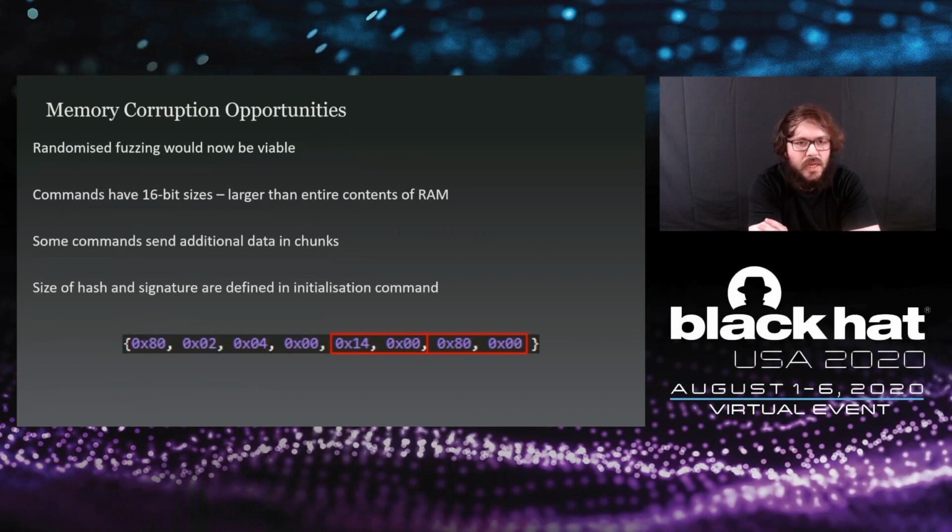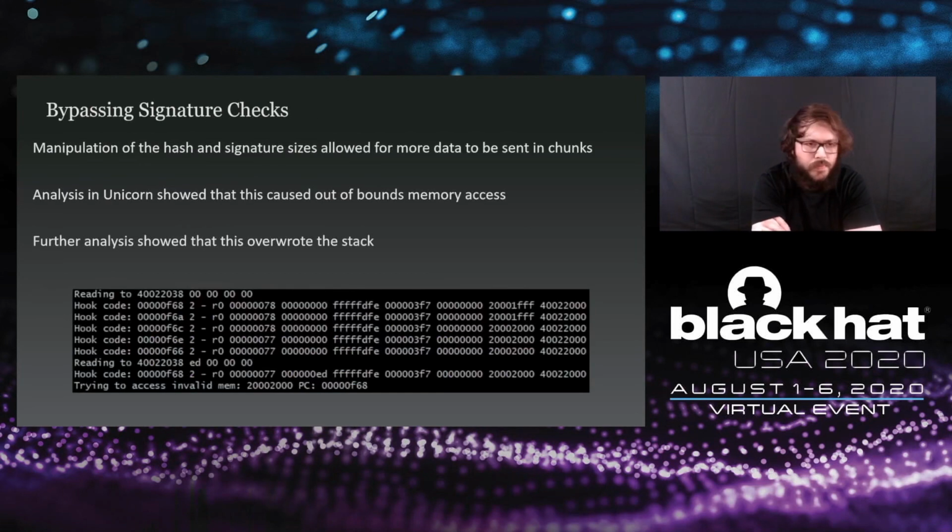I started randomly fuzzing the chip, but found that it wasn't really viable and didn't do very much. While commands have 16-bit sizes and largely the entire contents of RAM, they were limited to only 256 bytes, and I couldn't do much with that. I did find that some commands would send additional data in chunks. For instance, when you were sending 4096 bytes of update data, these were chunked into the 256 bytes that were permitted by the protocol. However, I also found that the size of the hash and signature, which was sent subsequent to the hash and signature command, were defined in this command and were modifiable.